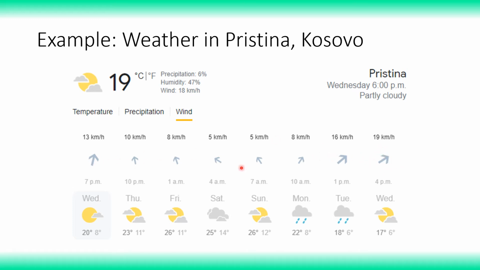So it changes direction and it changes speed from 13 kilometers per hour down to 5 in the middle of the night, and then up to 19 tomorrow afternoon. So these kinds of things can change, and they could probably change within the city of Pristina itself. This data is specific to wherever they actually obtained these numbers, and it's not necessarily going to apply to everywhere in Pristina itself.